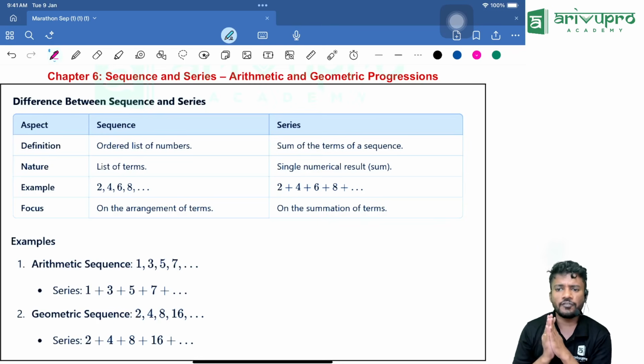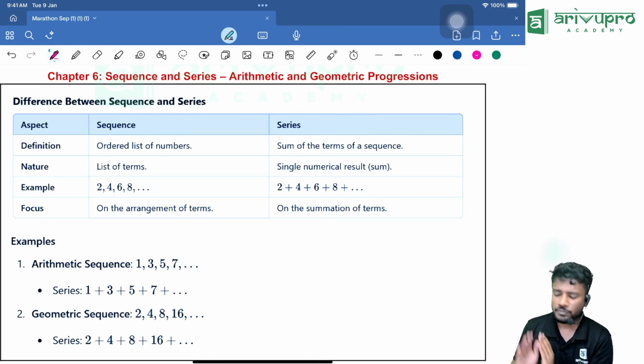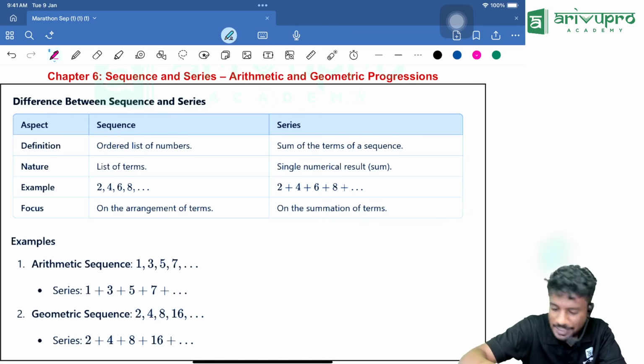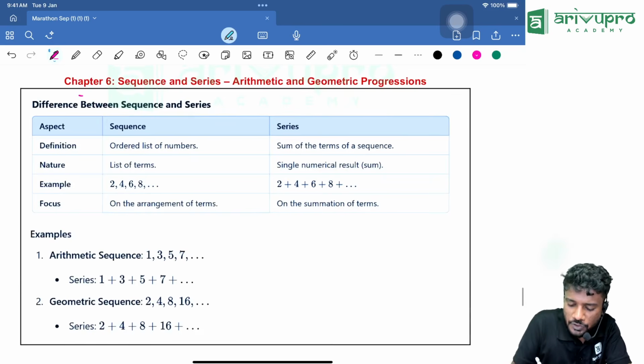Yes, we know one formula connecting GM, AM and HM. What is that formula? GM is equal to root of AM into HM. That also we can use in this chapter, but I have not included those questions here because we already solved them in chapter number 14. Now, chapter 6, sequence and series.